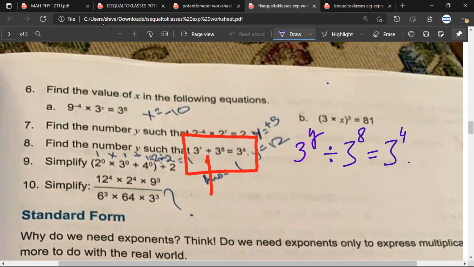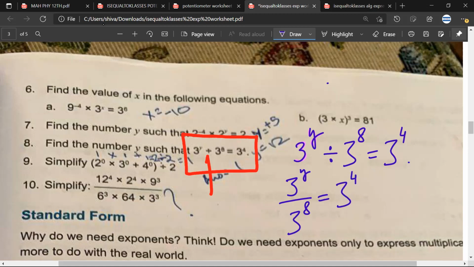Yeah, sir. I think it would be minus 2 here. So y minus 8 is equal to 4. Something like that. Is it correct? Mr. Sarthak, any idea how to solve this? So we can put 3 raised to power y on the right hand side and 3 raised to power 4 on the left hand side.